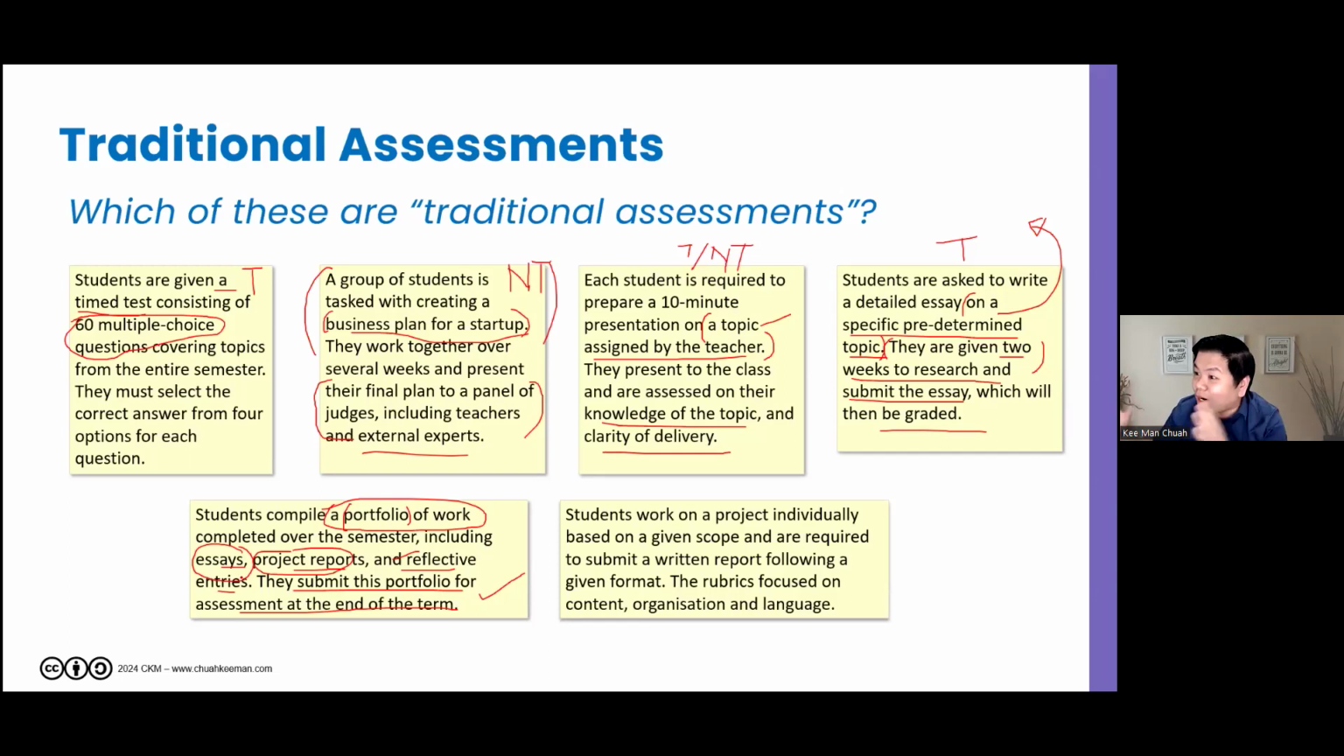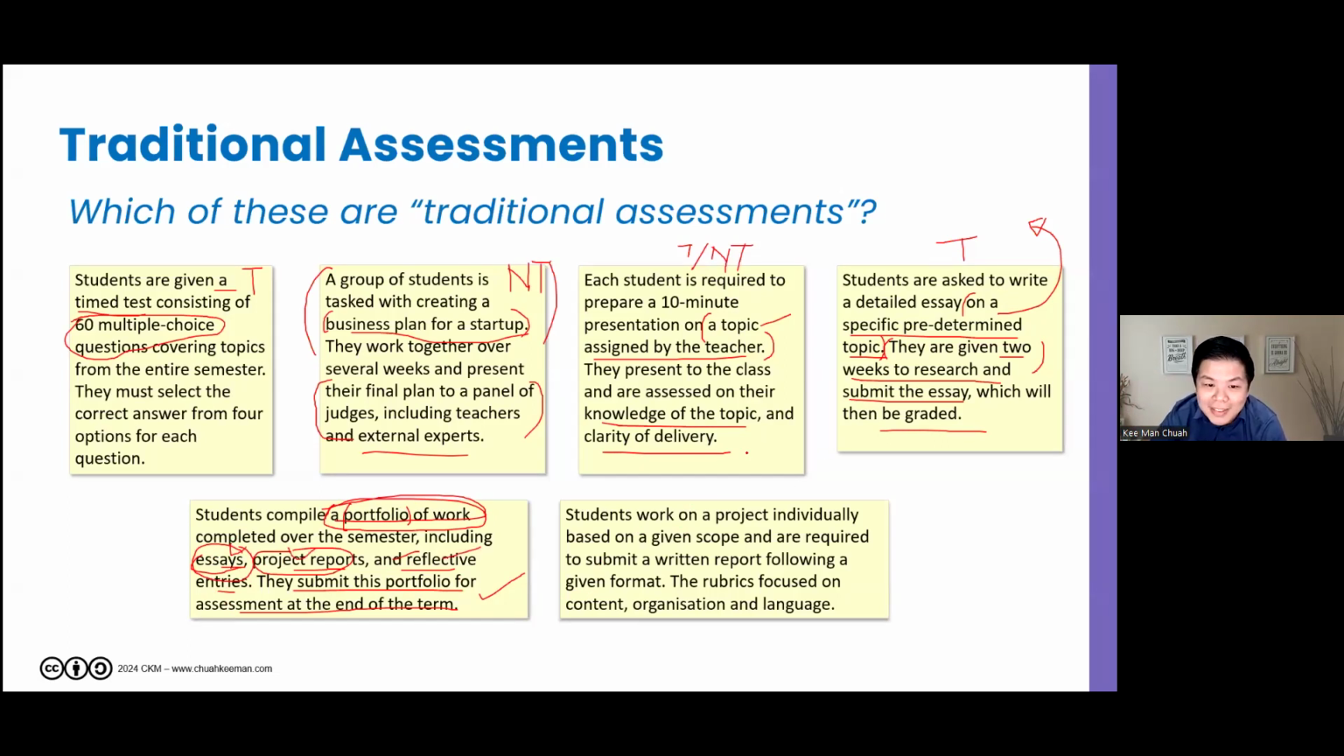So that's the reason why the portfolio is done in such a way. But this one, who on earth would actually read your essay, project report and reflective note in a portfolio format? I mean, I get it. The nature of it sounds very alternative because we go away from the traditional submission format, but the essence of it, the content of it, is still pretty much traditional, all right?